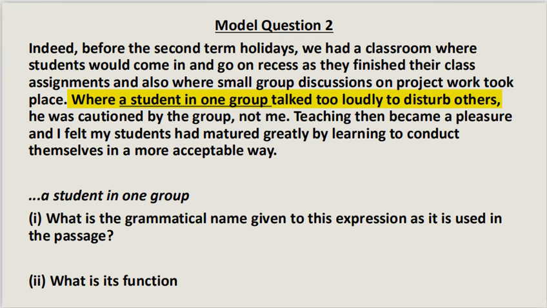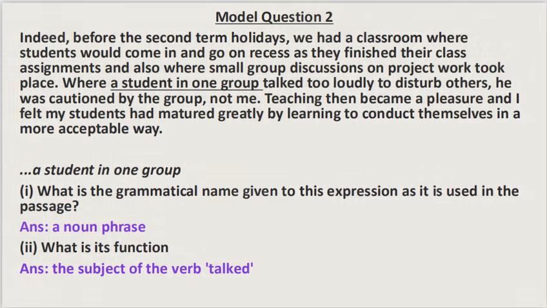Okay, let's proceed to the next screen where we are going to be discussing the answer. A student in one group, the grammatical name is a noun phrase. How do we know? Look at it. A student in one group, there is no finite verb. Just an article and a noun, preposition, then an adjective and another noun. No verb, no predicate. And the whole of this group of words is talking about the noun, a student. Who talks too loudly? It is the student. So it is a noun phrase.